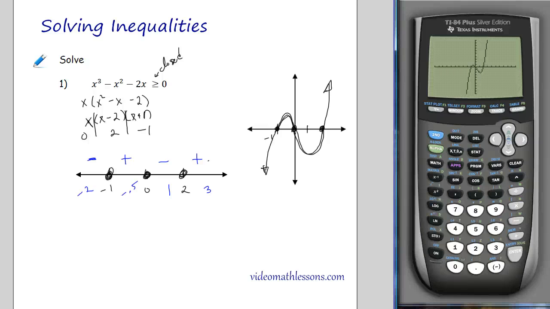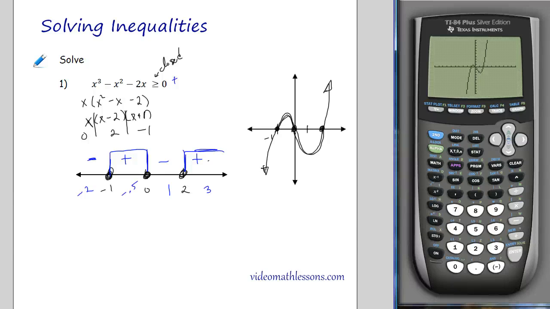And the question was, when is it greater than 0? Meaning, when is it positive? That's what they're really asking me. Now, I don't really have to graph this thing. I could look at the number line. And I can see it's positive from here to here. And remember, it can equal 0, so this is the zone. And from here to the end.